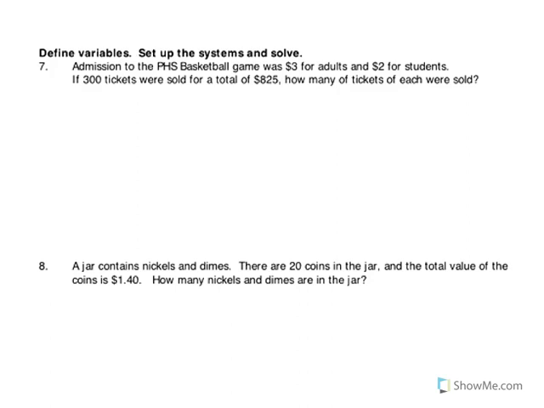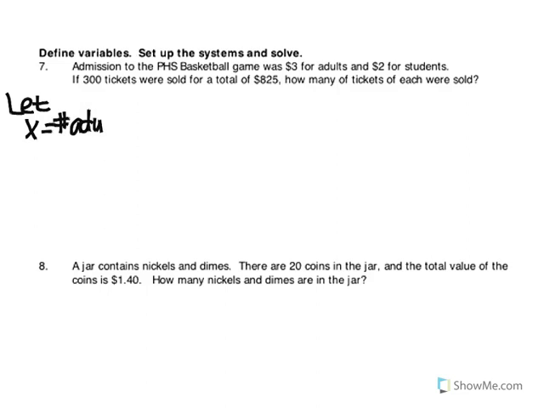Okay, on number 7, it says define the variables and set up the system and then solve. So it says admission to the PHS basketball game was $3 for adults and $2 for students. If 300 tickets were sold for a total of $825, how many tickets of each were sold? So the first thing we need to do is define the variables, and that means we're going to write let statements. So I'm going to let x equal the number of adult tickets.